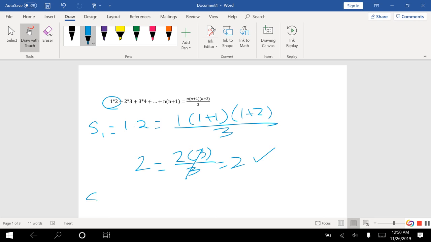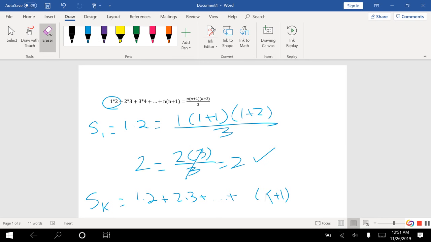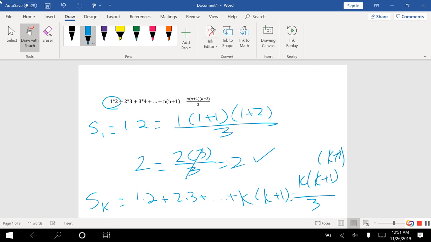Okay. Then we're going to rewrite this in terms of k. So 1 times 2 plus 2 times 3, so on and so forth to n times (n plus 1). But now we're changing it to k's. So it equals k times (k plus 1) times (k plus 2) over 3.